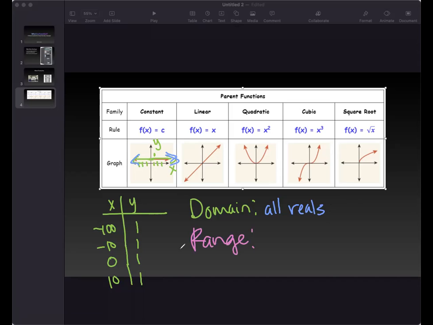Now let's talk about the output, or the range. The range of this function is interesting, and that's going to be my y values. My y value is always only going to be 1. So the range of this would literally just be 1, because no matter what I put in, I'm always getting 1 out. Okay, so hopefully that makes sense for now.